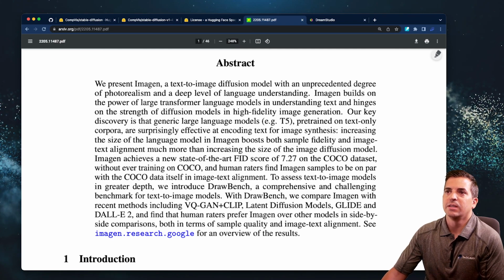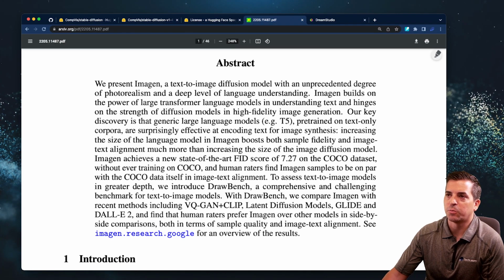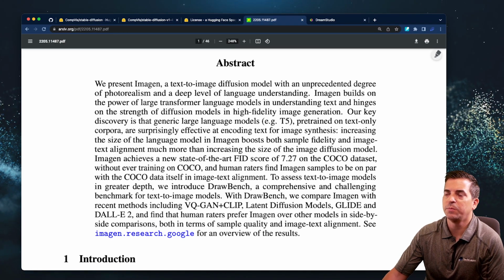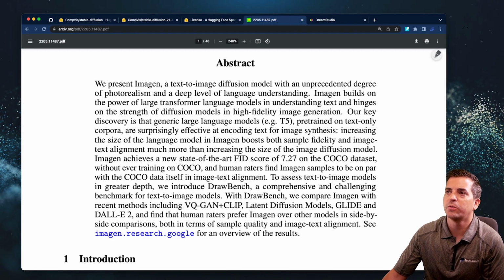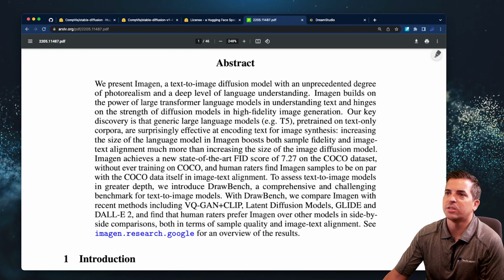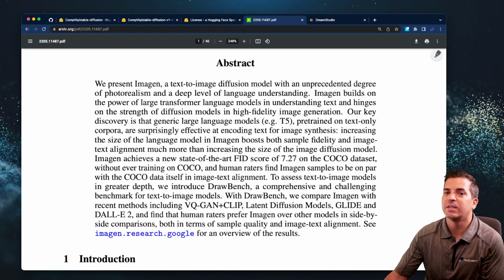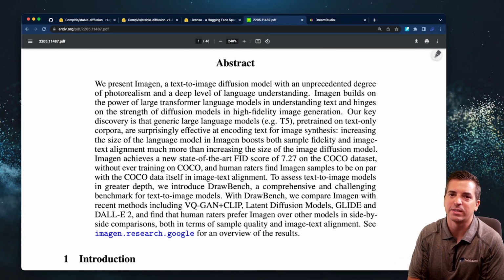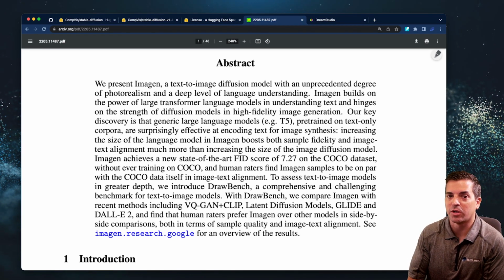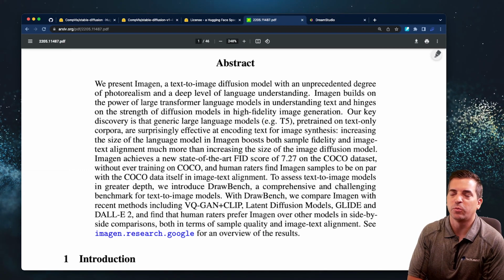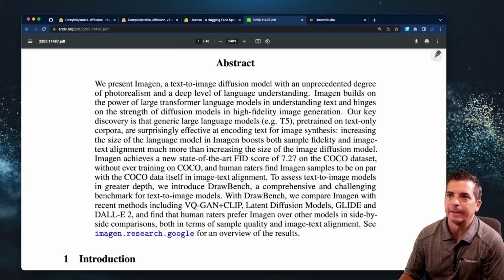The key discovery is that generic large language models pre-trained on text-only corpora are surprisingly effective at encoding text for image synthesis. Increasing the size of the language model in Imagen boosts both sample fidelity and image text alignment much more than increasing the size of the image diffusion model. So basically they're saying this text side of things is a surprising opportunity for optimization. The better and more accurate your starting place is, the better it's going to be for the diffusion model that is then taking that input and generating an output.